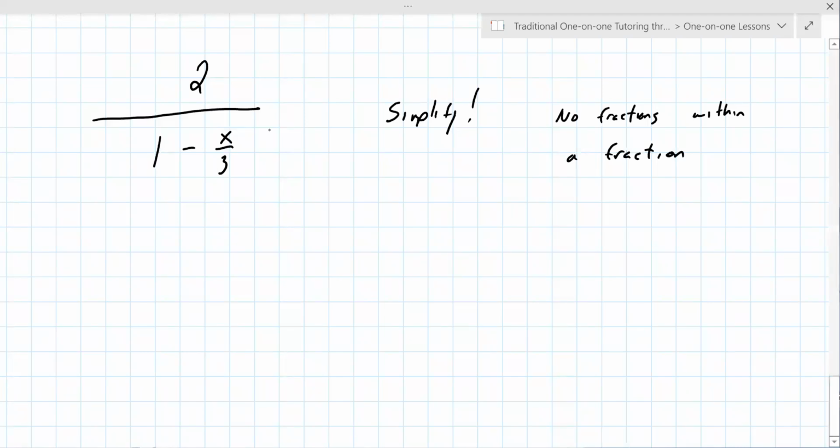So you essentially look at the bottom here and you're like, all right, let me come off to the side here. How would I simplify this thing? Well, 1 is really a fraction. How can I write 1 as a fraction?